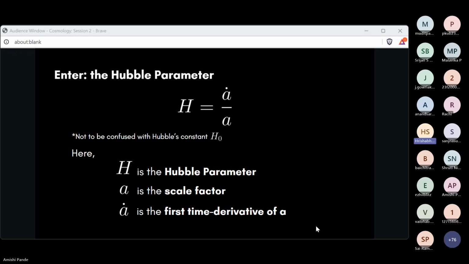So when I said A naught, I meant A is a function of time. It is the scale factor at time t naught, which is known as A naught. Can you form a similar relation in this case? Hubble parameter and Hubble constant. It is H and H naught. It is the exact same relation that I have just talked about for A and A naught.